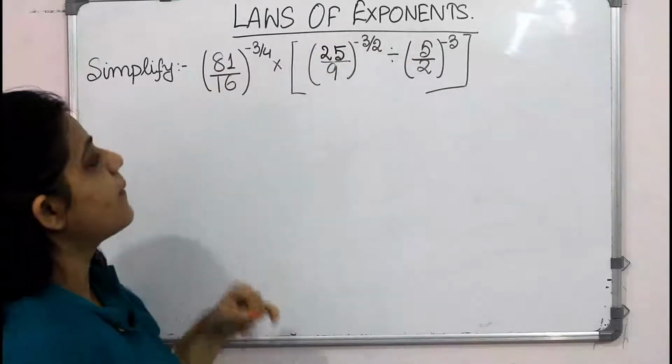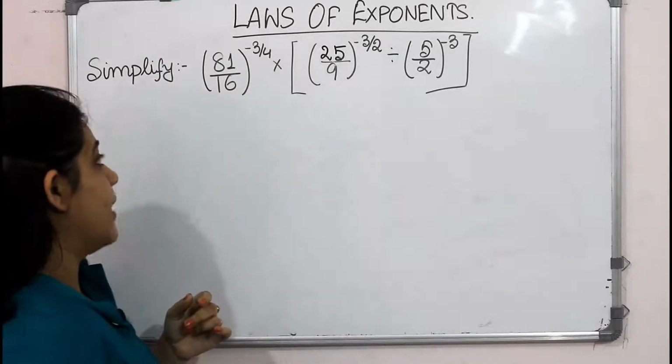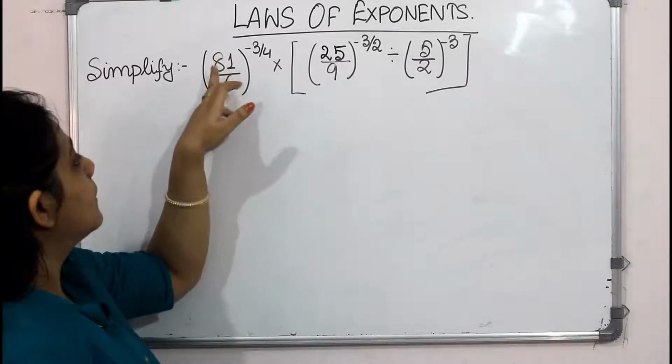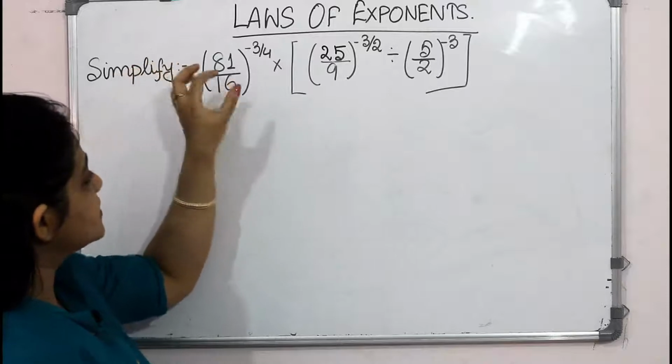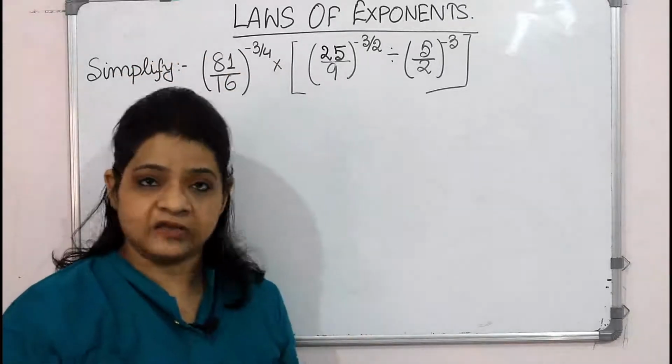5 by 2 is already a prime number. 5 is also a prime number. 2 is also a prime number. So our duty is to express 81, 16, 25, 9 in terms of powers or exponents.